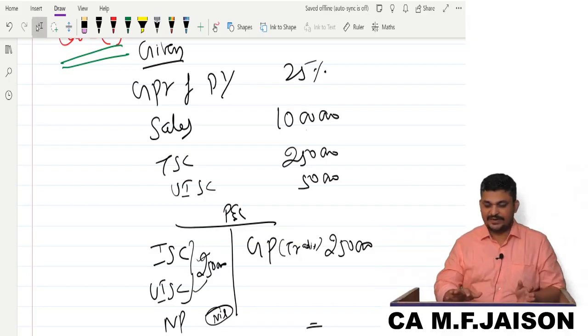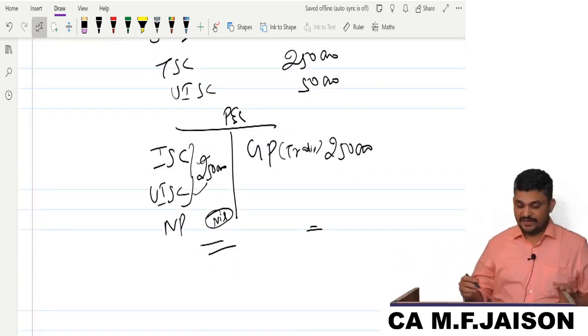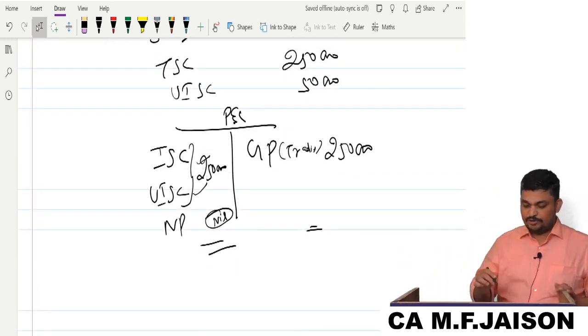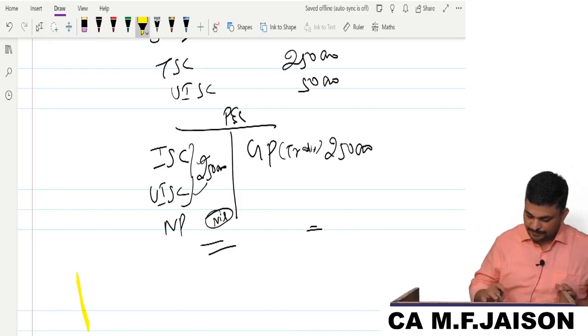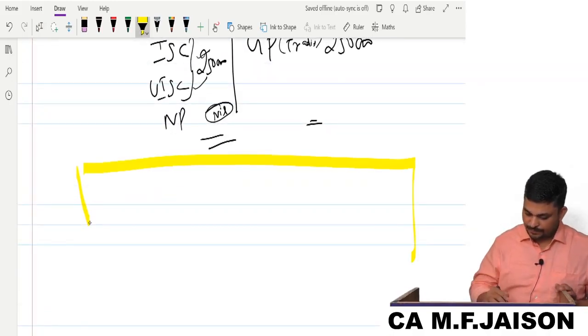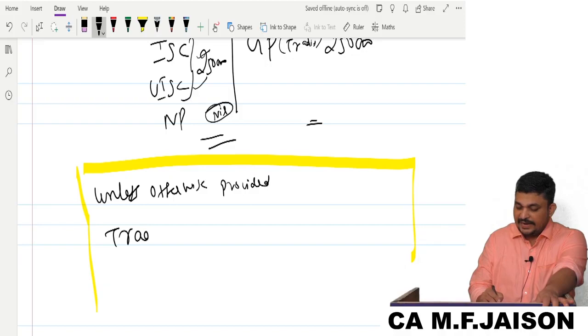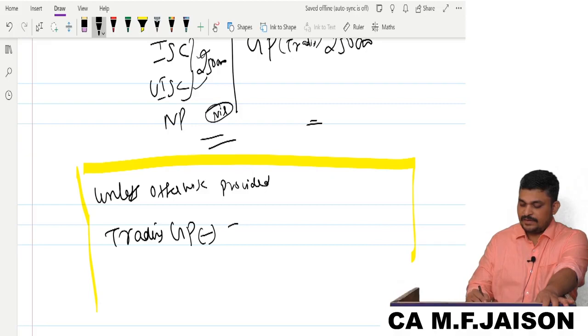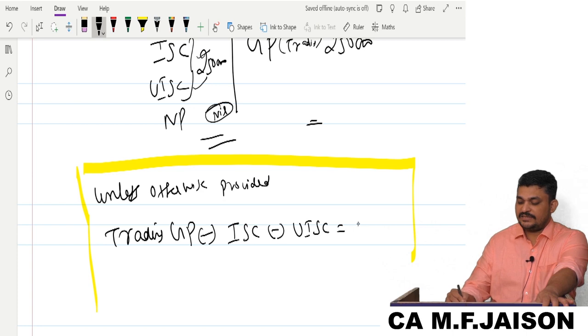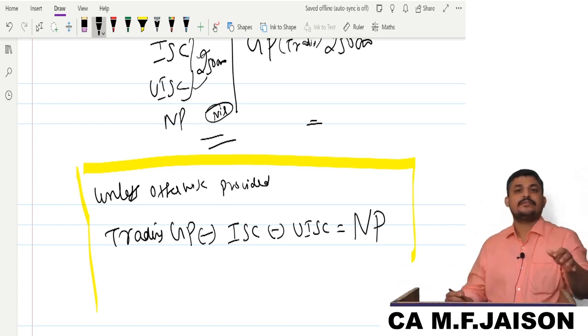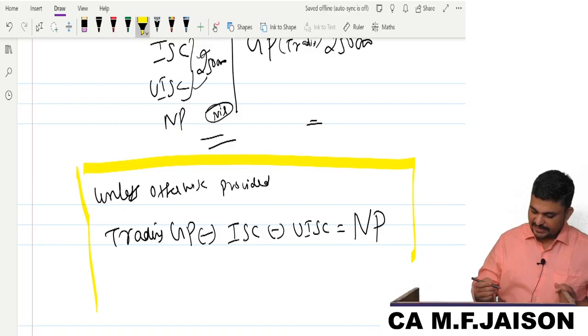So this is how you understand. You should understand a relationship, my dear friends. Unless otherwise provided, trading gross profit minus insured standing charges minus uninsured standing charges is equal to net profit, isn't it? You should be understanding.